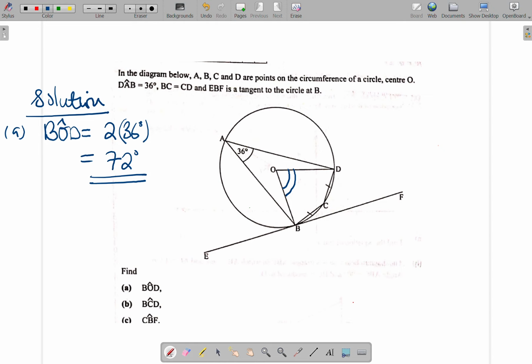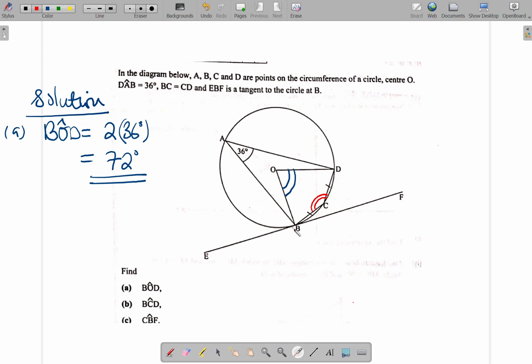Then BCD. BCD is this angle here, this angle there. That is our BCD. How do we find the angle there? Very simple. So remember that this is a cyclic quadrilateral. Remember from the first lesson.